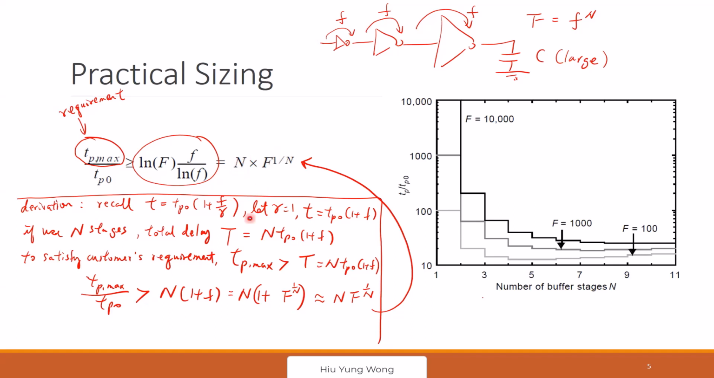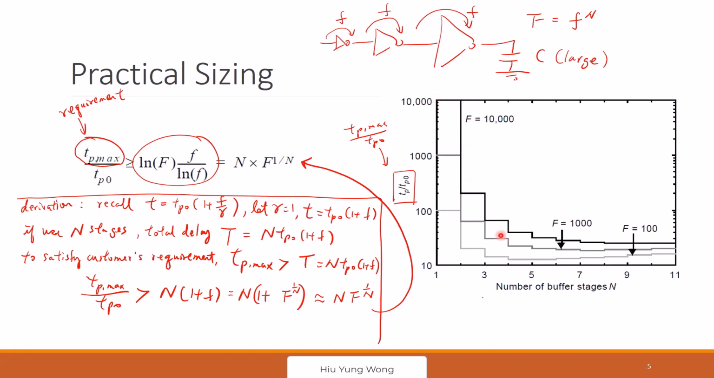Okay, so you can do some optimization, right? But here I show you the figure. This axis, you call it TP, is actually TP max divided by TP0, right? For example, and then here is the number of stages. For example, if F is 10,000, if you use one stage, then your TP max divided by TP0 is 10,000, right?